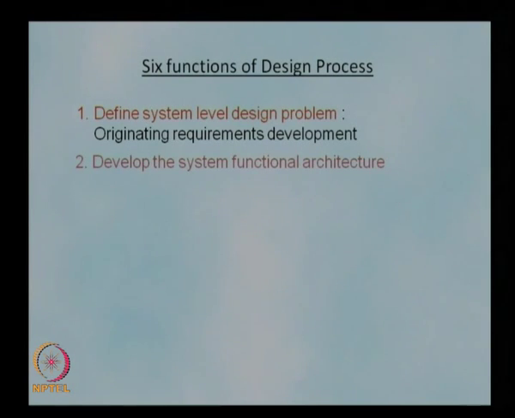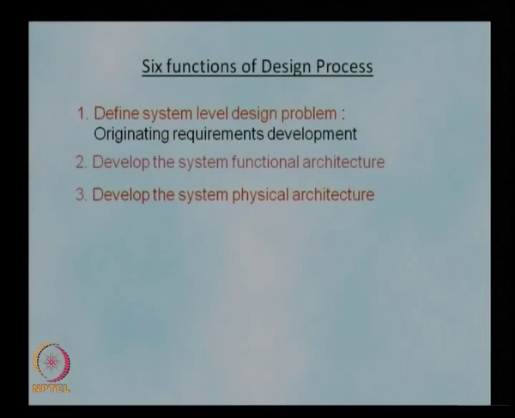The second function is basically to develop the system functional architecture. Once we have all the requirements identified, we try to identify the functions to be provided in the system, provide a hierarchical structure for the functions, and make sure that these functions are sufficient to meet the customer requirements. The third one is to develop the system physical architecture. Once the functions are identified, we try to identify the components or the physical systems which will actually provide these functions in the system. This stage is the physical architecture development stage.